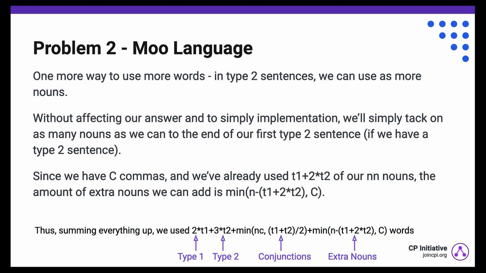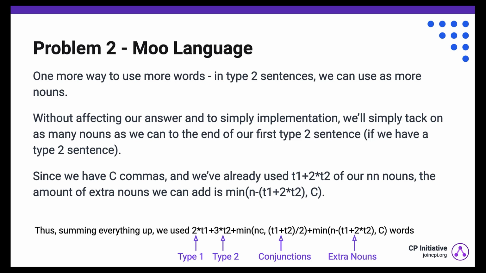And then one more way to use words that we've kind of forgotten until now is with the type 2 sentences, where we can use more nouns than just two. Without affecting our answer, and to simply implement this easier, we'll just tack on as many nouns as we can to the end of our first type 2 sentence, if we even have a type 2 sentence.